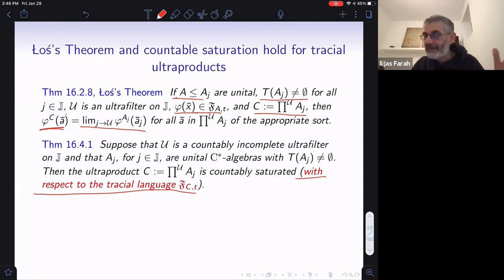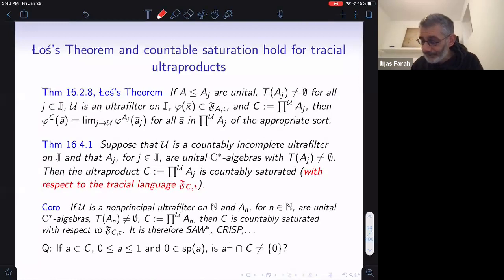As you can see, in today's lecture, basically there are no proofs. I'm just repeating what I said before, but these are things that should be said. So you can think of it as a recap with a twist. Okay, corollary. If U is a non-principal ultrafilter on the natural numbers and you have a sequence of unital tracial C-star algebras, and you form the tracial ultraproduct, then C is countably saturated with respect to the tracial language.